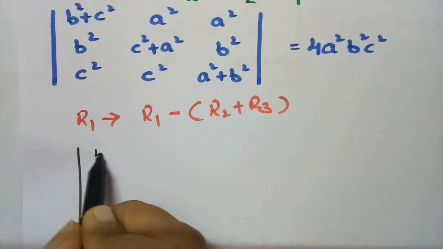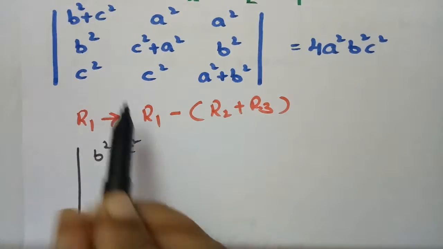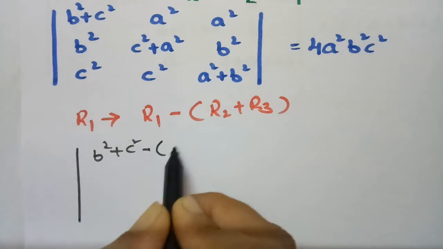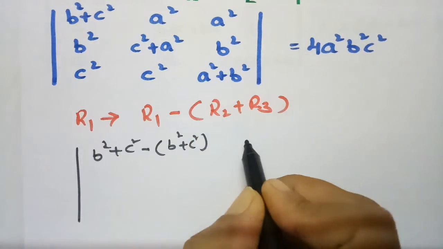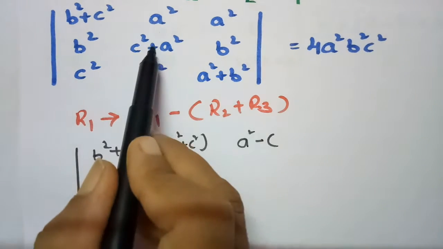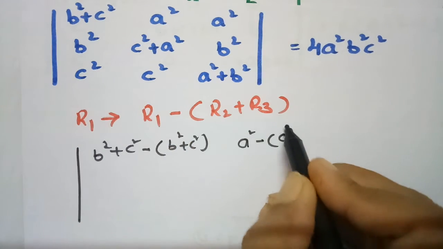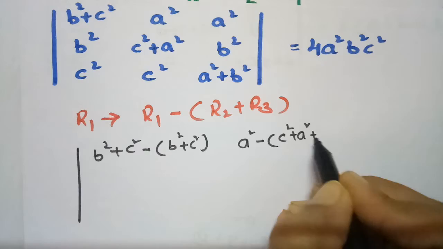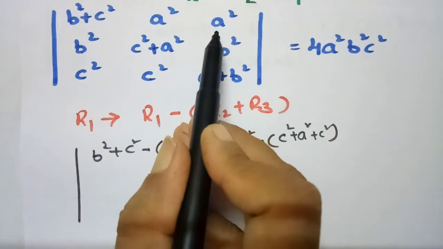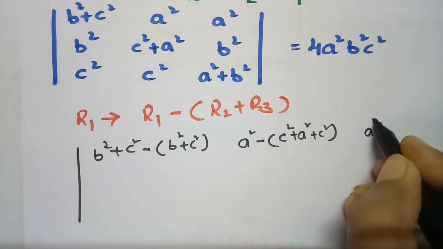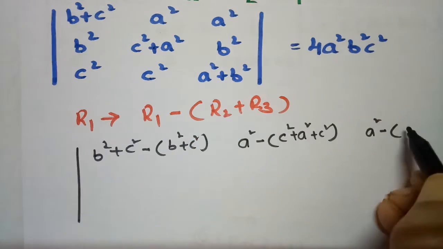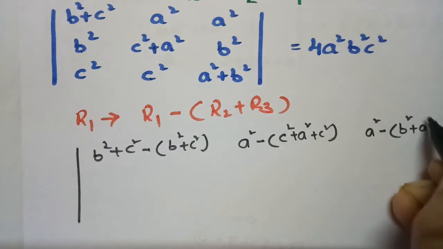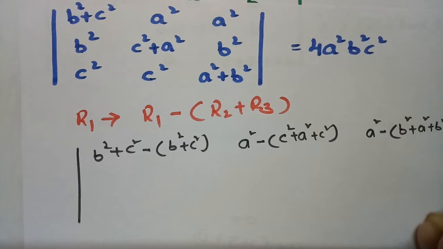So this one, R1 is as it is. So we have to add up these two and subtract. That is b square plus c square. And R1 will be as it is here minus, we have to add these two. That is R2, c square plus a square plus c square. And we have to write a square as it is minus, we have to add R2 plus R3. So this will be b square plus a square plus b square.